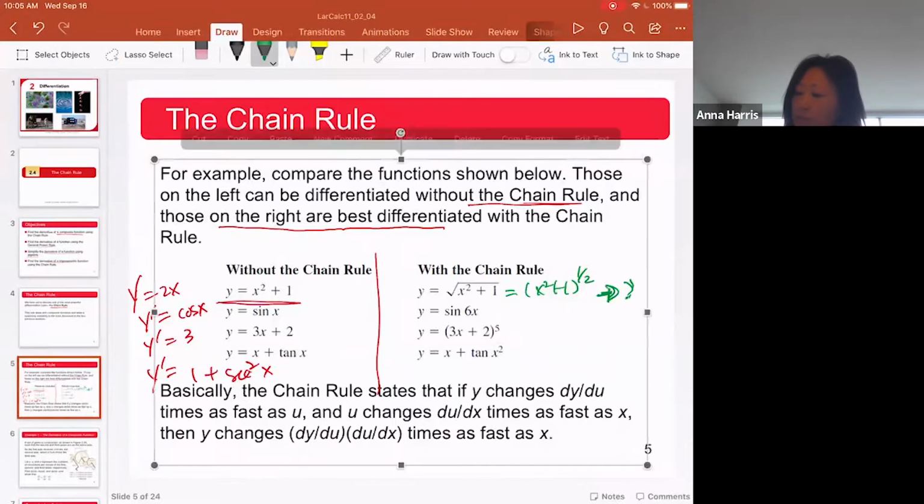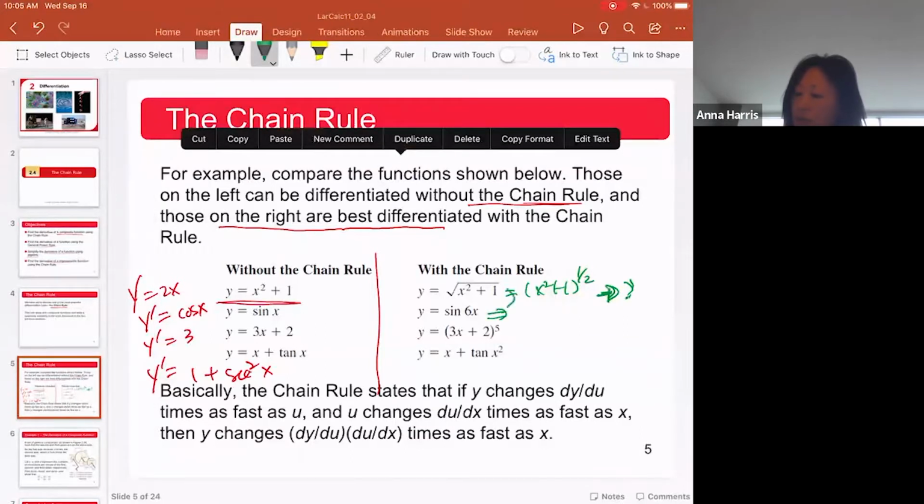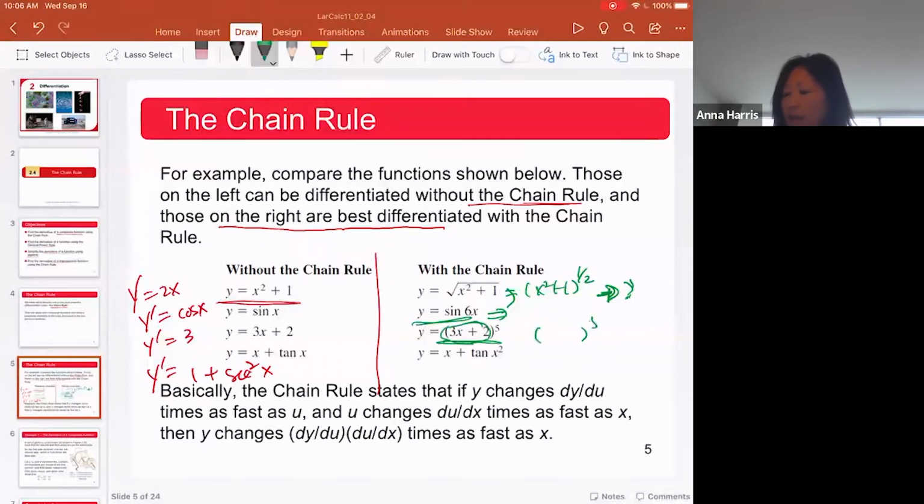Same thing here. Maybe this one, I don't know. I know what the derivative of sine is, which is cosine, right? But what about the 6x? What's the derivative of 6x? So I gotta think about that. I need to think about not just one derivative, I need to think about the derivative of another function, like the inside of the function. Same thing here. I know how to find the derivative of 3x plus 2, but what about this 5? What am I going to do with that?